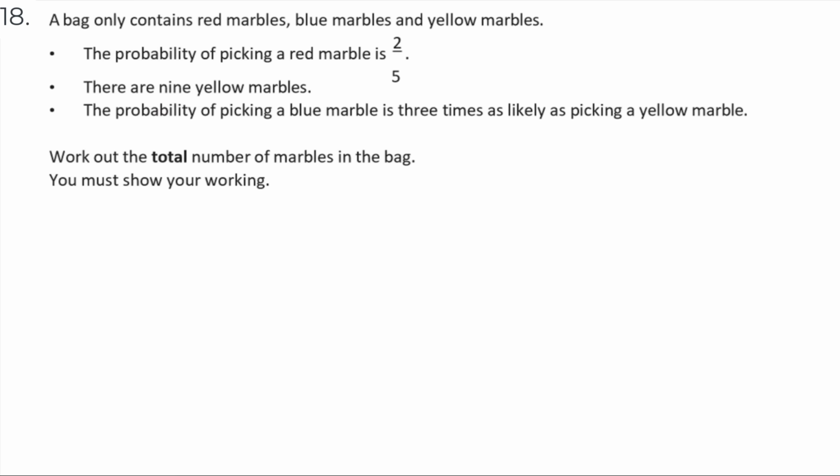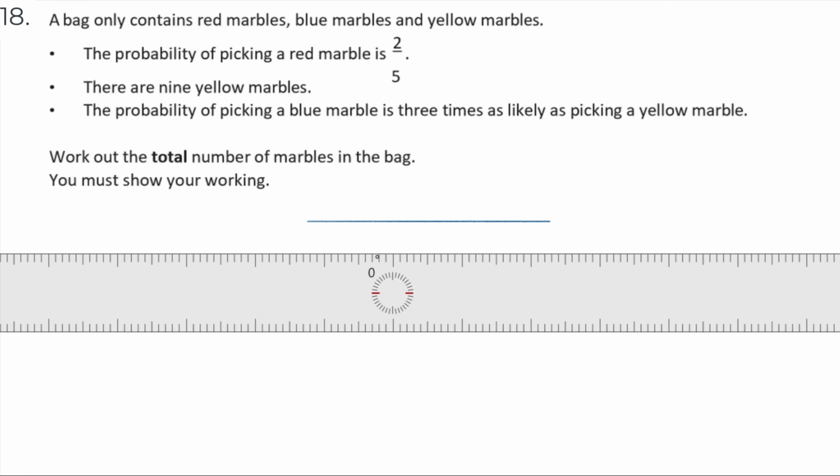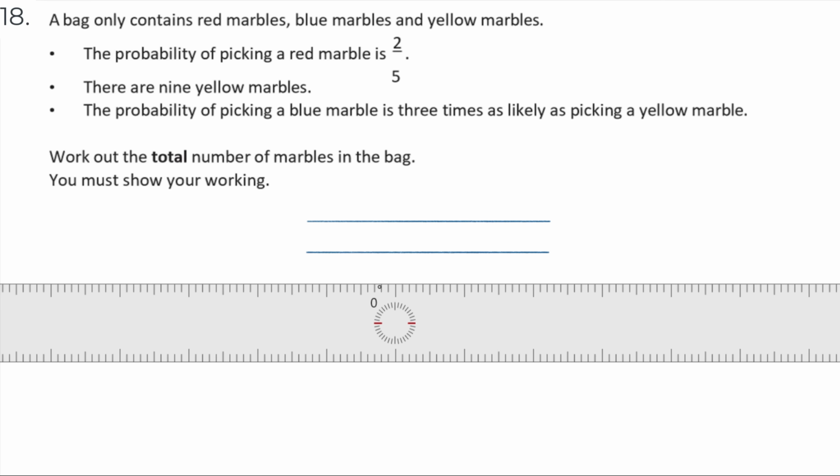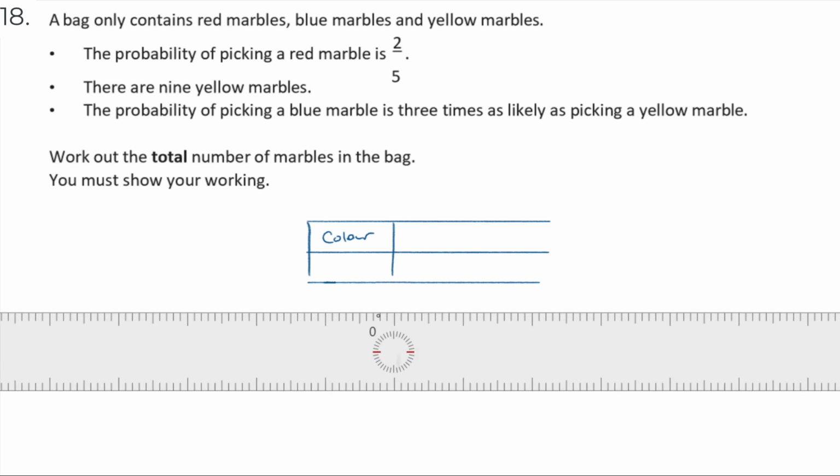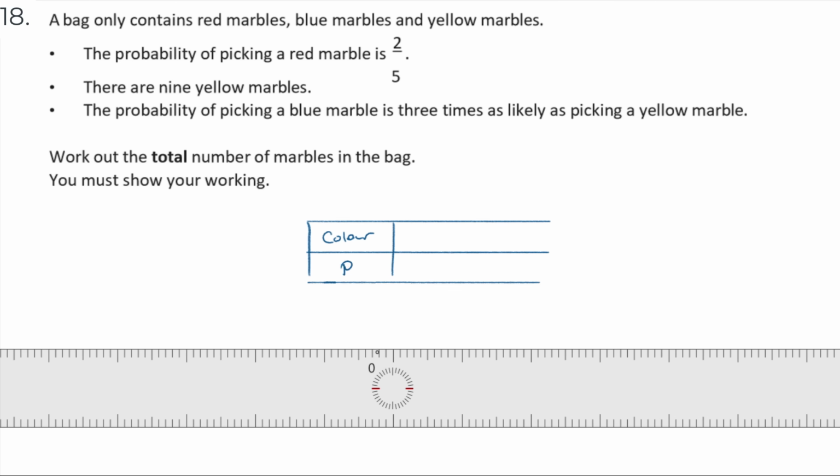Okay, so if we did that in a table, I'm just going to make a quick table with colour and the probabilities that we know. So colour, probability. We've got red, we've got yellow, and the other colour is blue. We know the probability of picking red is 2/5, and we know that the probability of picking a blue one is 3 times as likely as picking a yellow one. So if we let the probability of picking a yellow one be x, then the probability of picking a blue one would be 3 times as much. It would be 3x, wouldn't it?